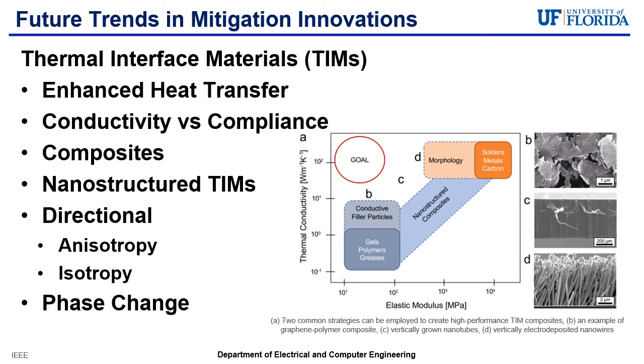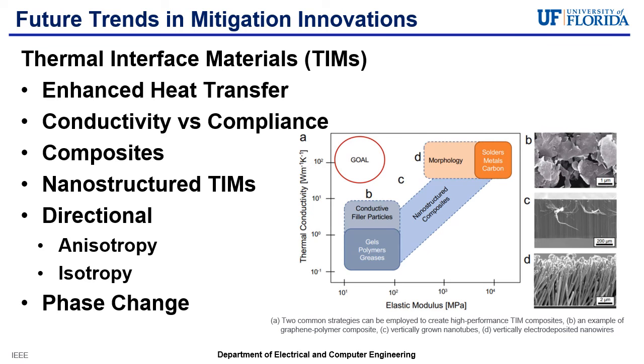Moving forward to the mitigation innovation of thermal interface materials, also known as TIMs. TIMs enhance heat transfer between components and heat sinks. The balance between conductivity, how well they transfer heat, and compliance, how well they conform to surfaces, is crucial for their effectiveness. Composites are TIMs that combine materials such as metals and carbon with a matrix like a polymer to improve thermal properties. Nanostructured TIMs take this further by incorporating materials with nanoscale dimensions to increase the surface area for heat transfer.